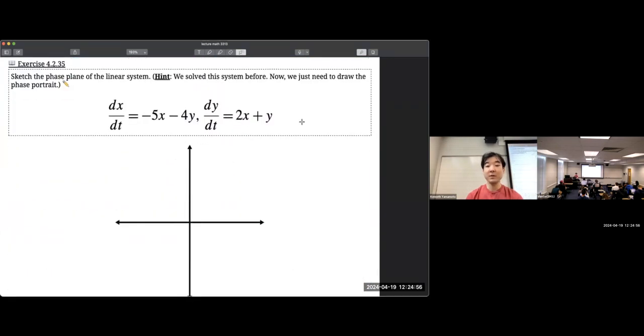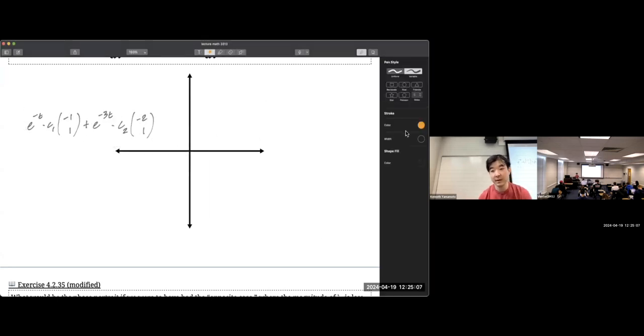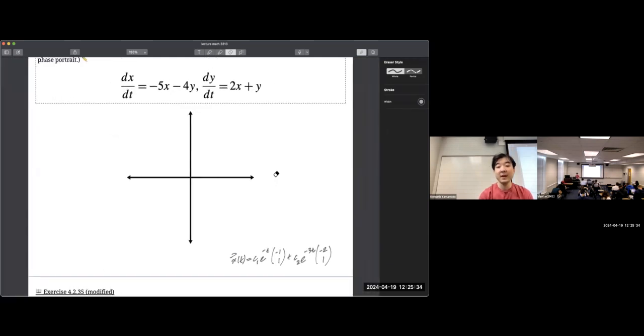So this is the same system we had solved back then. I'm not going to try to solve the system over again, but let's just write it on the bottom here. The solution that we got for this was vector x of t is equal to c1 e to the negative t times -1, 1 plus c2 e to the -3t times -2, 1. So that's fine. This is the same one we had solved back then.